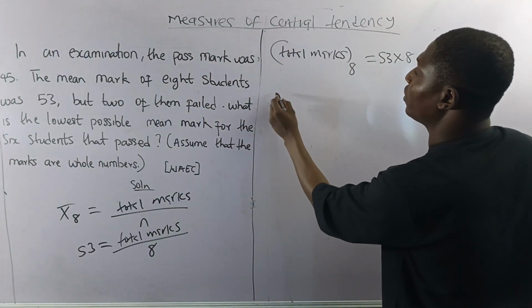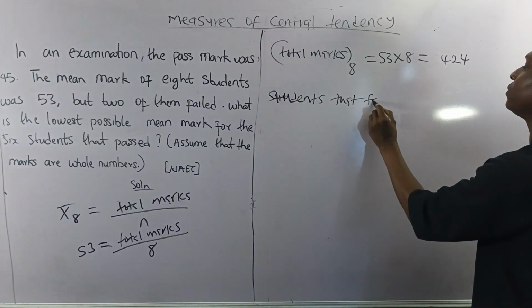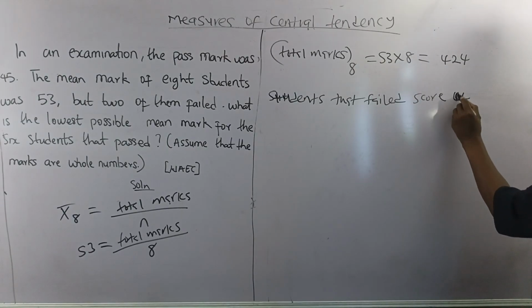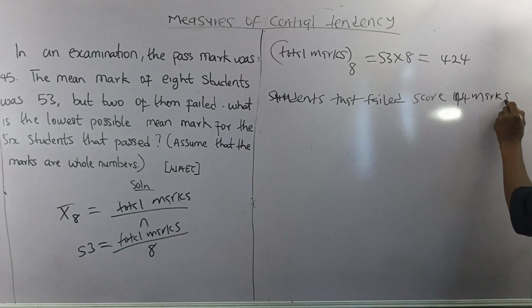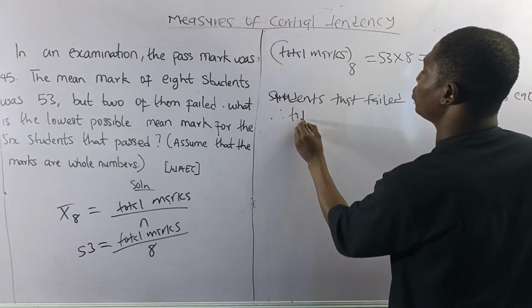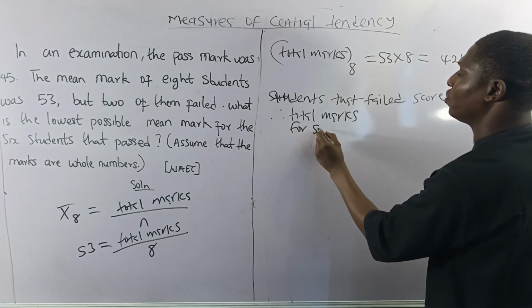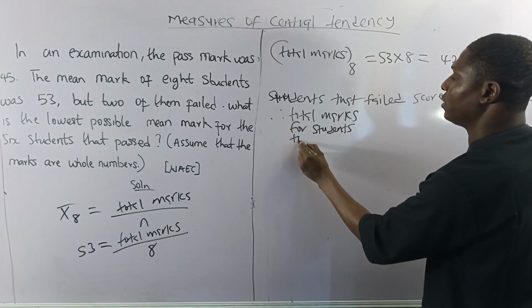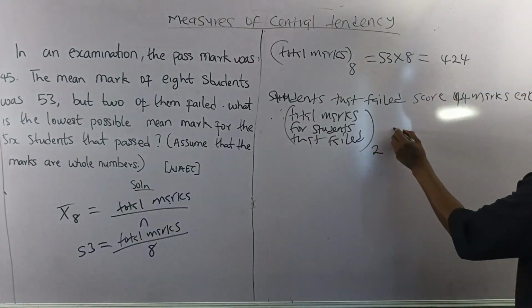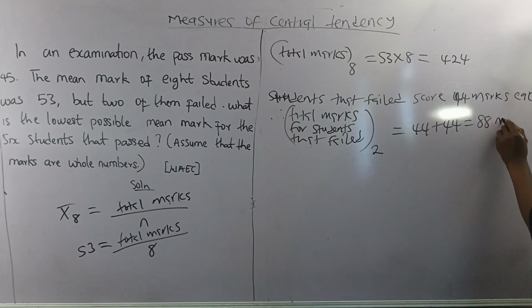So each student that failed scored 44 marks. Therefore, the total marks for the students that failed, which are 2 students, will be equal to 44 plus 44, which is 88 marks.